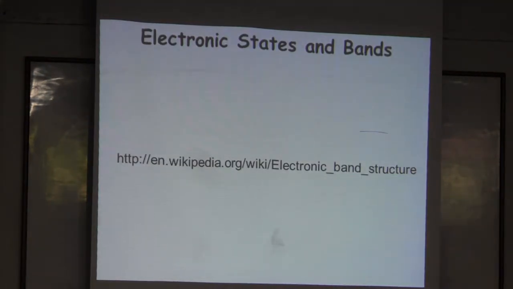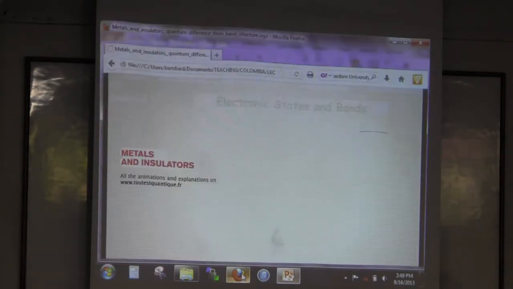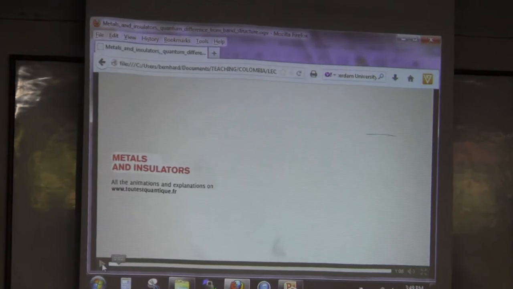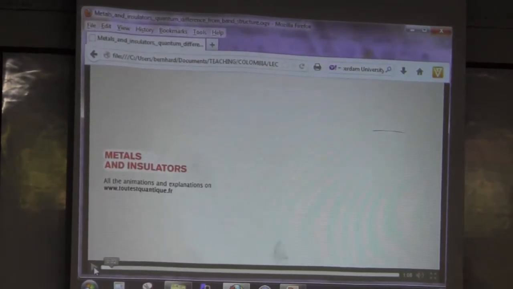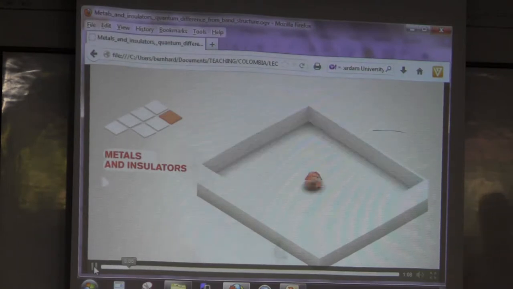What will happen then is very different from atomic physics. I was wondering how to explain that, and then I found an animation on Wikipedia, which I thought illustrates qualitatively at least what's happening here. So we'll just see what it describes.